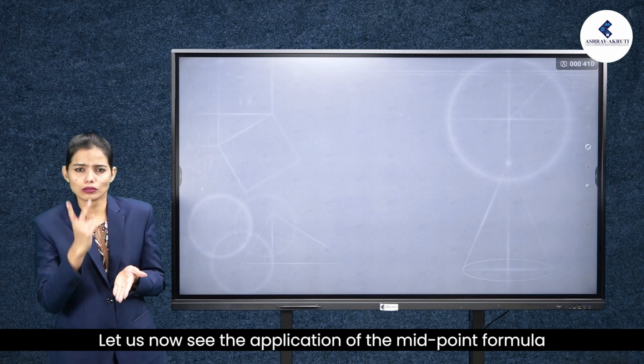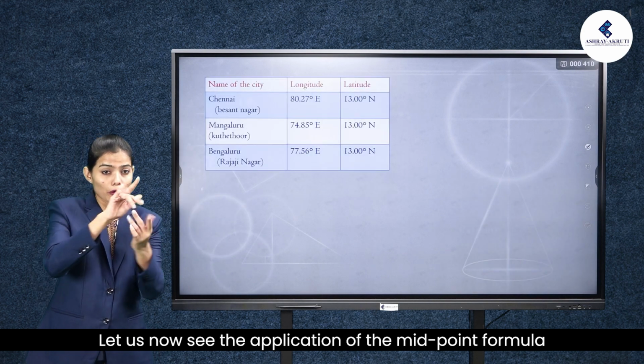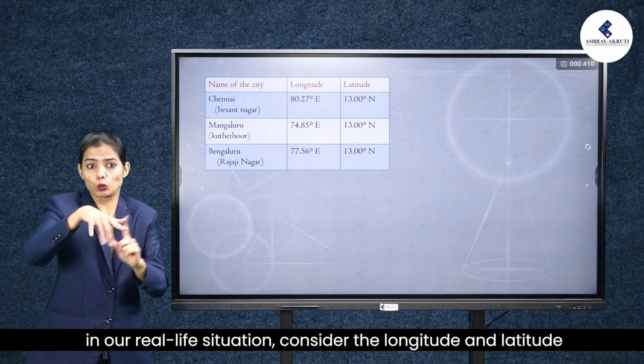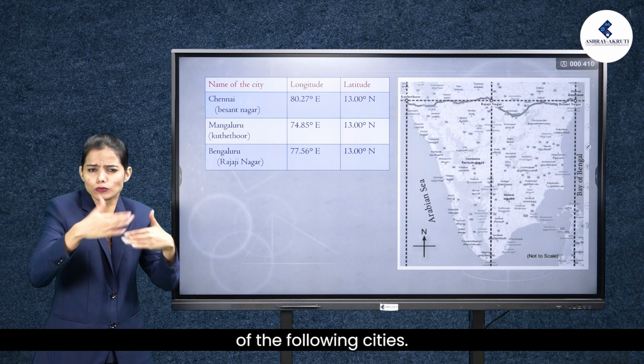Let us now see the application of the midpoint formula in our real life situation. Consider the longitude and latitude of the following cities.